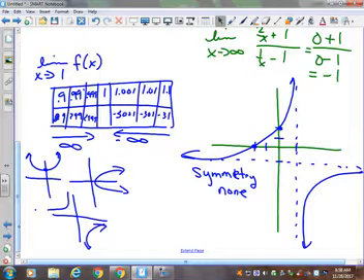Now, I also could have done some other things probably to do this limit. But that was the best thing to do because of it being a vertical asymptote. What I'm doing is a table, because it's the quicker one. Alright.